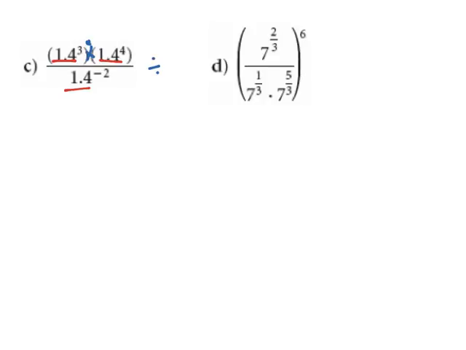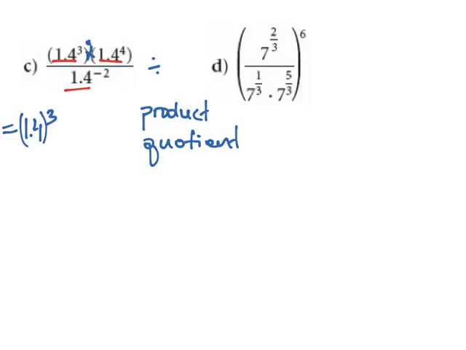So 2 things we're going to be using: the product and quotient rules. In other words, we're going to add the exponents, 1.4 to the power of 3, we're going to add the 4 and subtract the negative 2. Now this is crucial. Notice that we are subtracting, but since we have a negative exponent, we still have to have that in our subtraction. Therefore we get 1.4 to the power of 3 plus 4 is 7. 7 minus a negative 2 is actually a positive 9. And here is our answer.